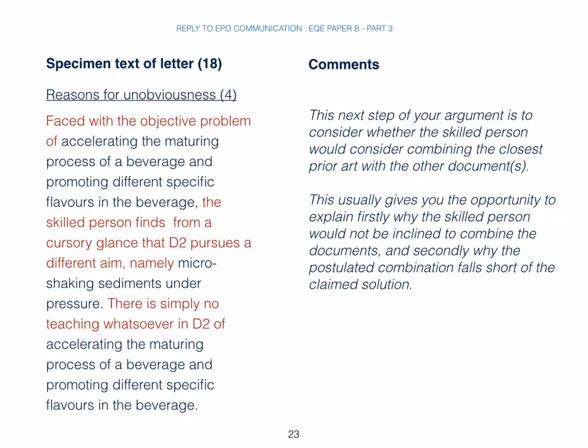This usually gives you the opportunity to explain, firstly, why the skilled person would not be inclined to combine the documents, and secondly, why the postulated combination falls short of the claimed solution. So now I'm continuing with the reasons for unobviousness, and it goes as follows.